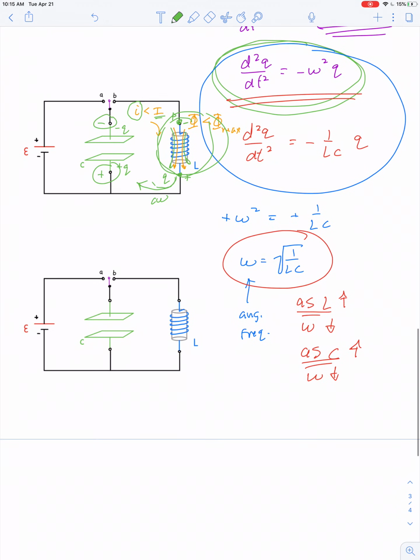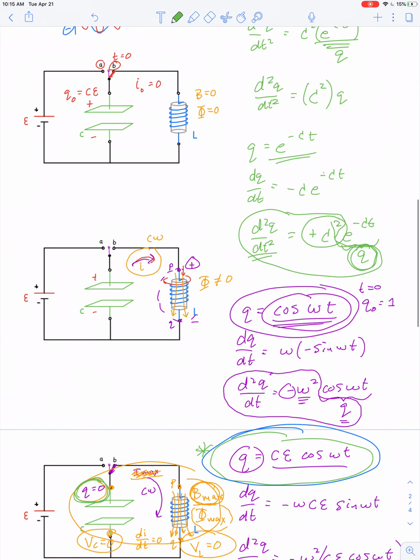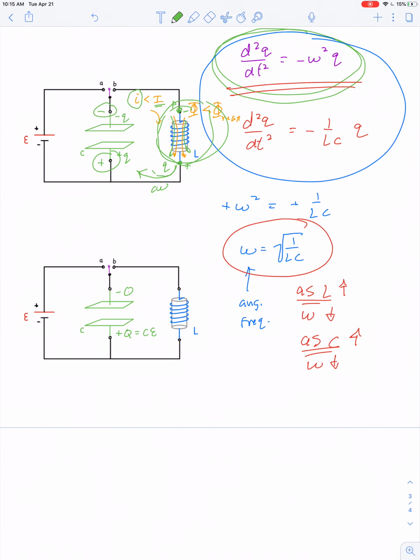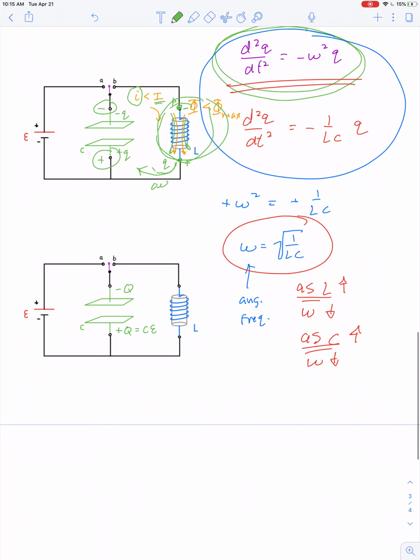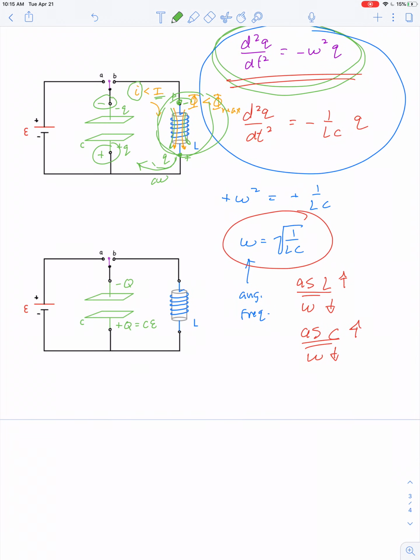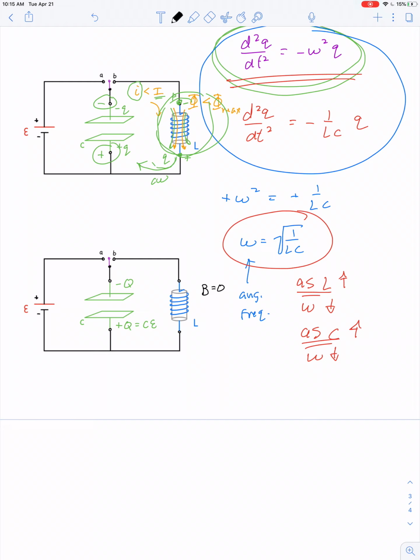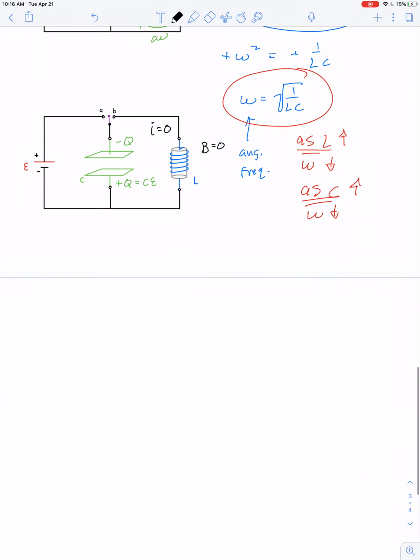And this process continues until the capacitor reaches its maximum amount of charge, which would just be equal to CE, the value that the top plate had initially. The upper plate is negatively charged, and at this point, the magnetic field has now totally collapsed. The current in the circuit is equal to 0.